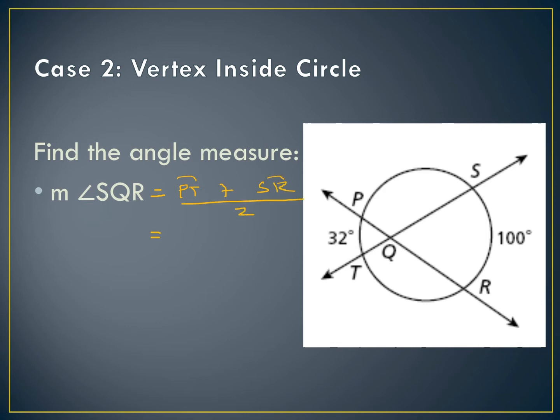Arc PT is equal to 32 degrees and yung arc SR natin is 100 degrees. Then, i-add lang yan and divided by 2. So, 32 plus 100, that is 132 degrees. Then, divided by 2, that is equal to 66 degrees. So, it means yung ating angle SQR is equal to 66 degrees.